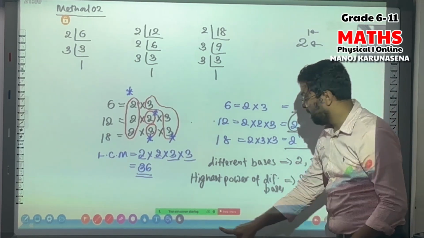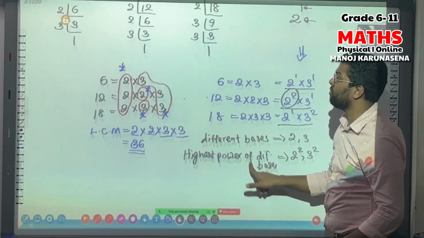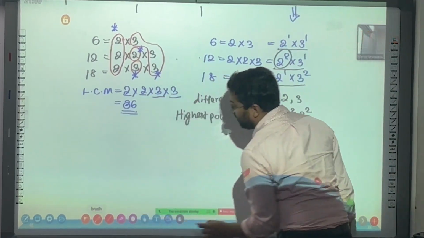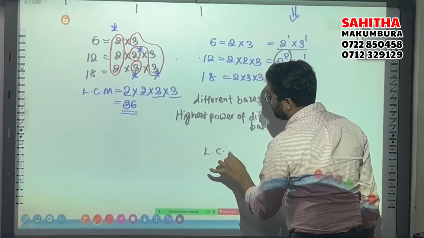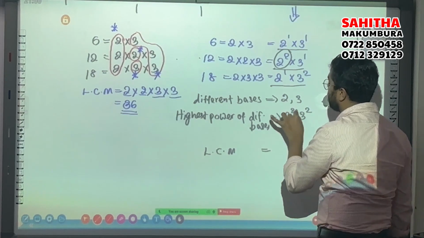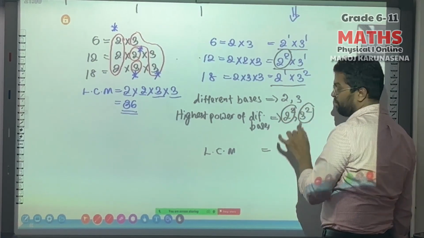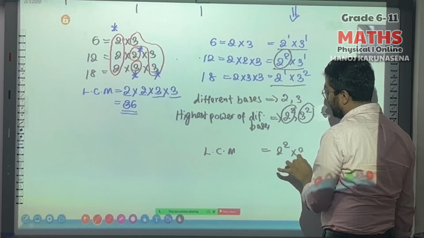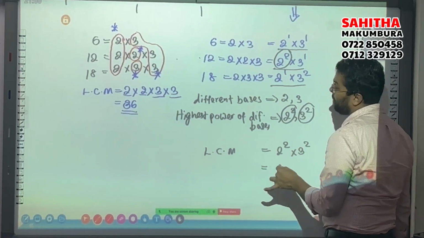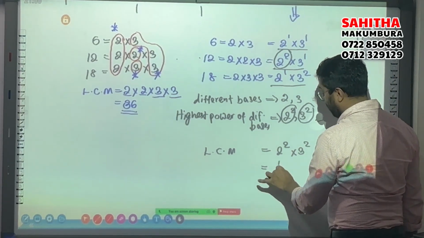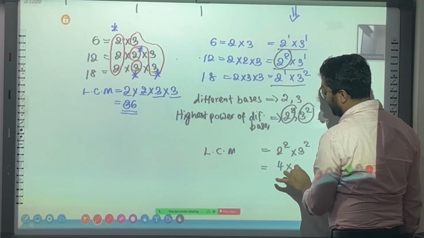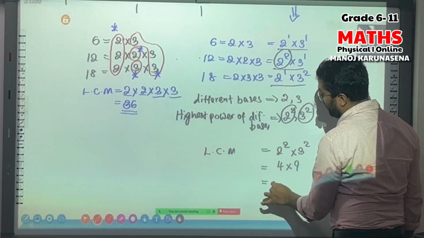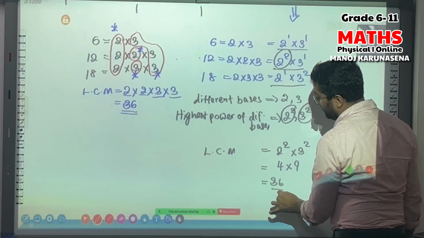Agree? Right. Now, if you are to find the LCM, you simply have to get the product of these two powers. Means 2 to the power 2 into 3 to the power 2. 2 to the power 2 equals 4. 3 to the power 2 equals 9. 4 times 9 equals 36.